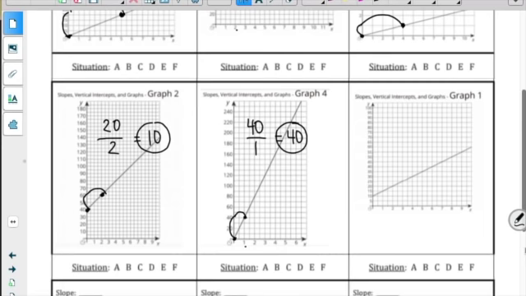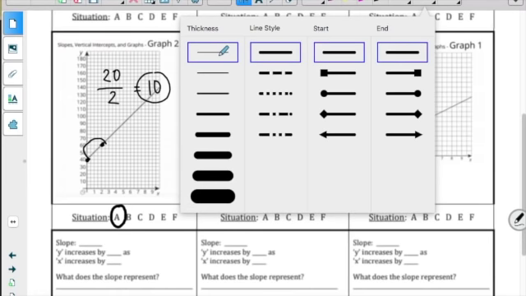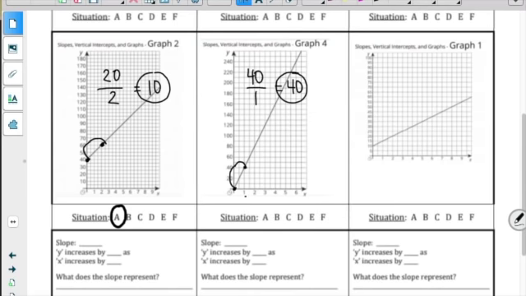Okay, so that situation was A. So we're going to circle A down here on the bottom. And it wants to know what the slope is. Well, the slope is 10. So right here it says y increases by blank as x increases by blank. That is your rate of change that we're looking for. And we already know that y went up by 20 as x went over by 2. And that was simplified to give us 10.